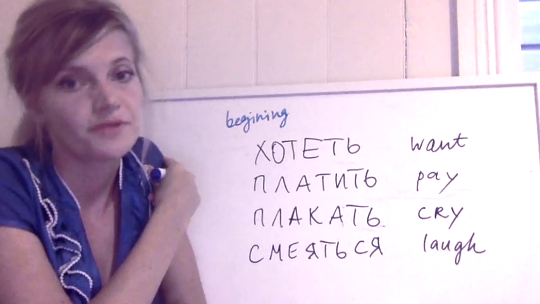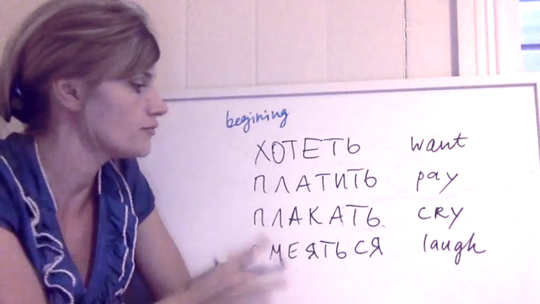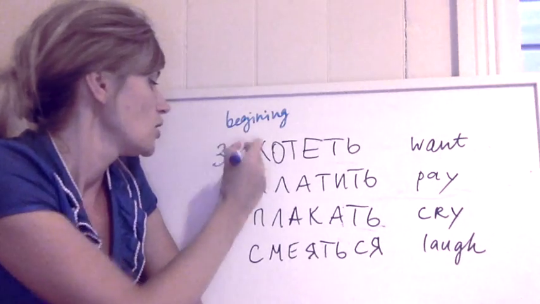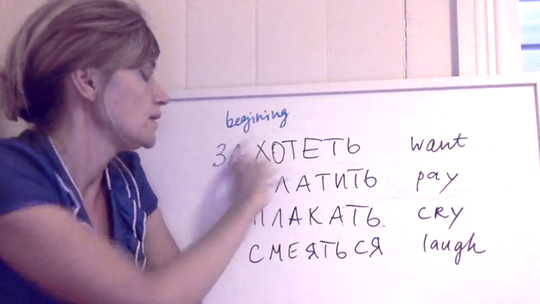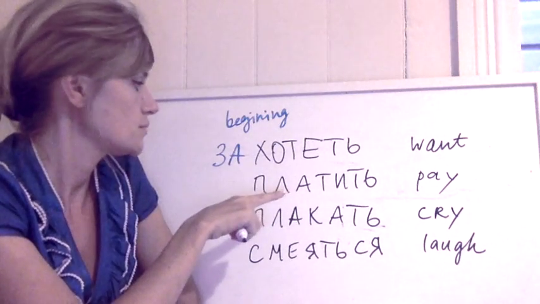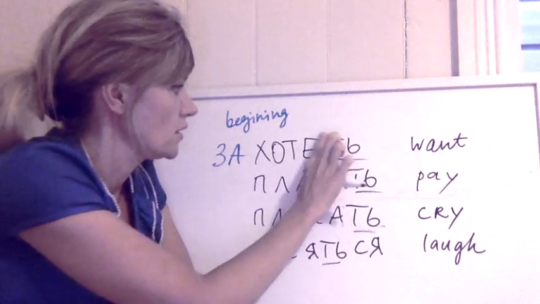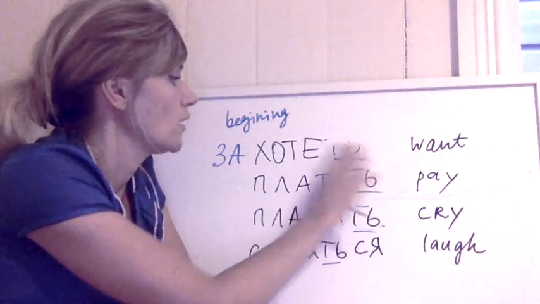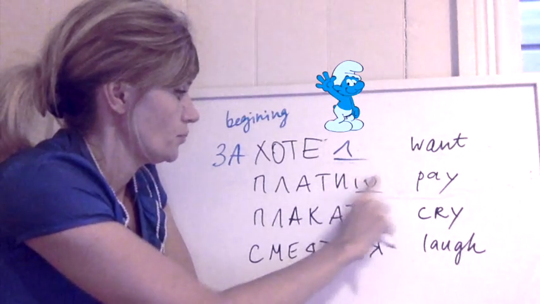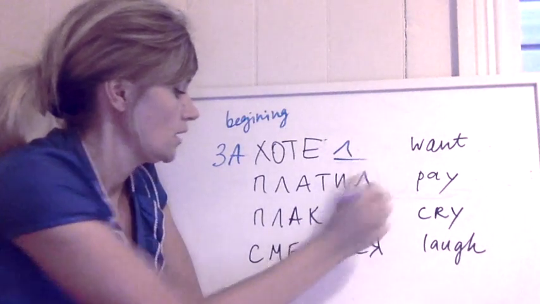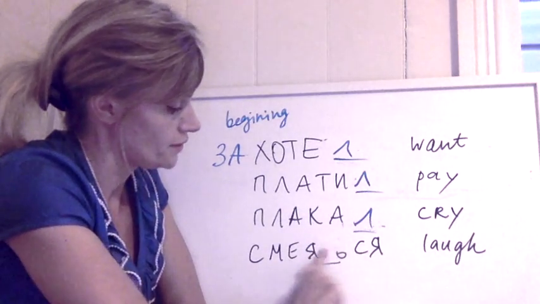Sometimes prefixes have one meaning with one verb and another meaning with another verb. For example, за. With these particular verbs, it's going to have another meaning: beginning of something. Let's make it into past tense first, so we need to get rid of the endings. Let's make it masculine gender. He wanted, хотел. He paid, платил. He cried, плакал. He laughed, смеялся.